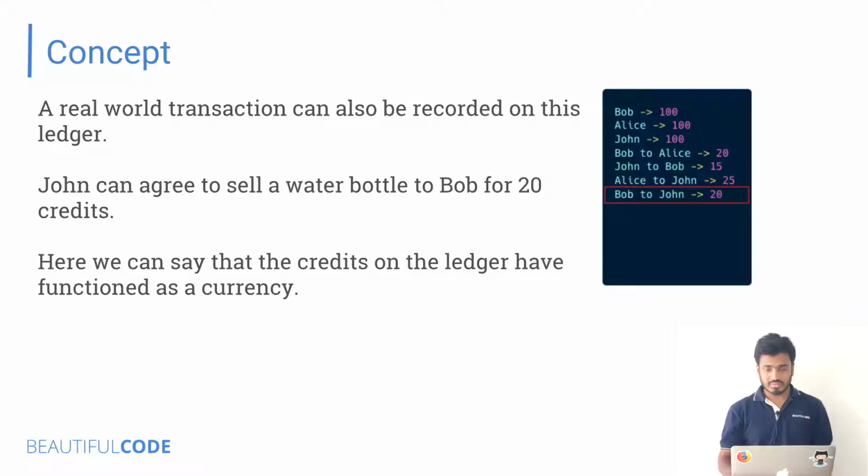While playing the game, we can even have real world transactions using the same list. For example, John can sell a water bottle to Bob for 20 credits. All we need to do is add that to the ledger, and a transaction has happened with this currency. So we can call this credit on this ledger a currency.